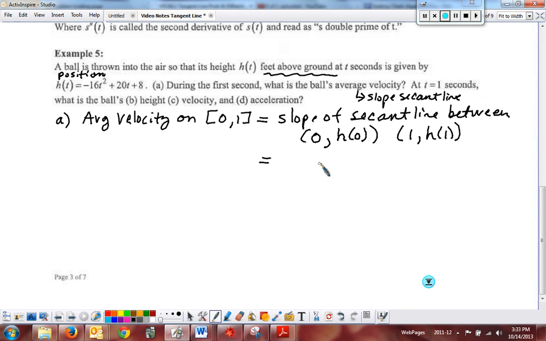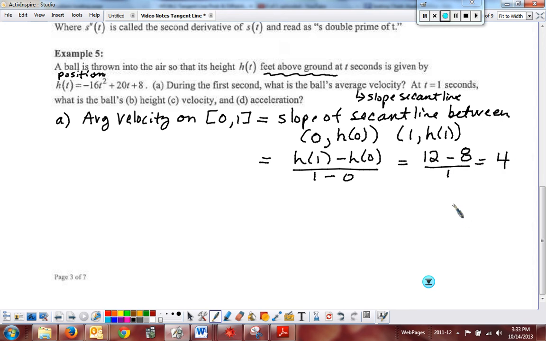So in terms of our formula that we're going to write here, we would do h of 1 minus h of 0 all over 1 minus 0. Basically plug your stuff in, figure out what you have. H of 1 is actually 12. H of 0 is 8 over 1, which gives me 4.